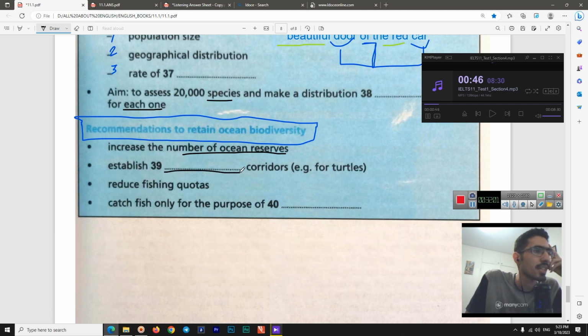Establish something corridors. What corridors? Here you can use an adjective or a noun. Good corridors, bad corridors, big corridors, small corridors. These are adjectives. You can also use a noun to define another noun. For example, coffee cup. Coffee is a noun. Cup is also a noun.